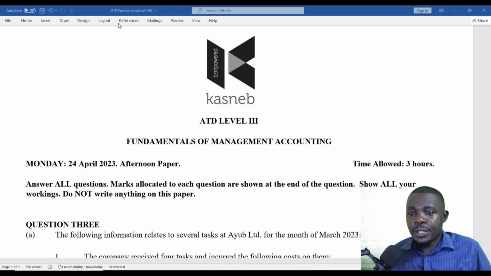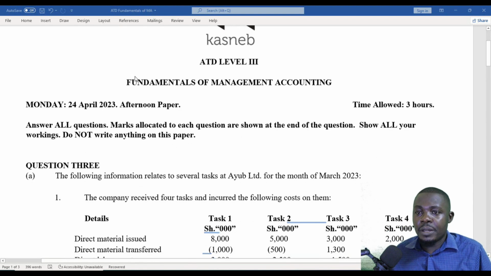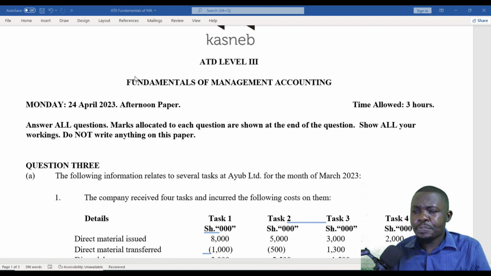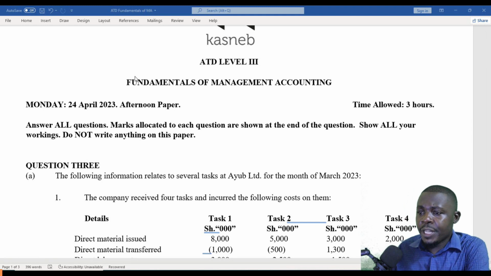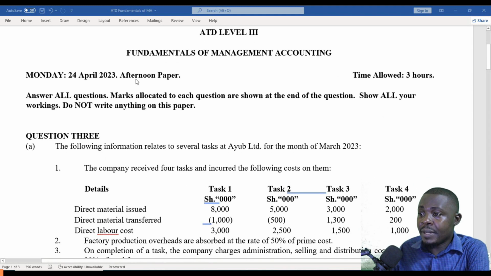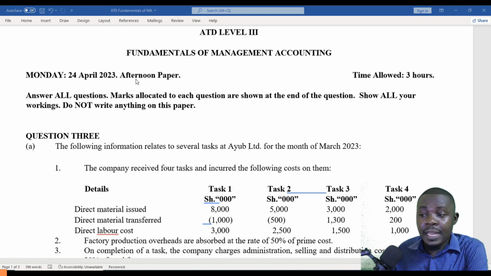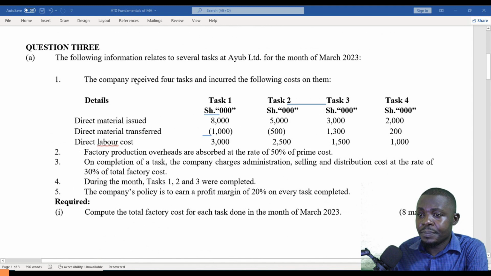Fundamental Management Accounting question number 3 of April 2023. The question reads: the following information relates to several tasks of IP Limited for the month of March 2023. The company received tasks and incurred the following costs on them.